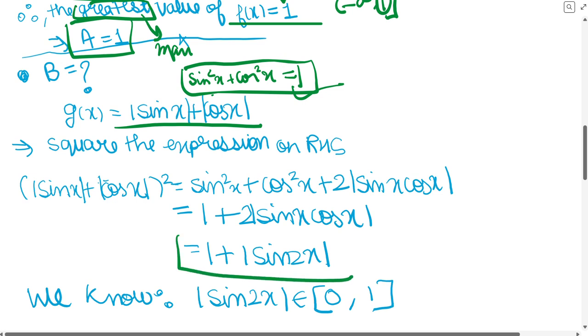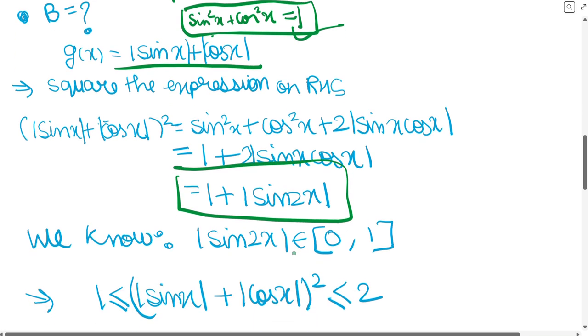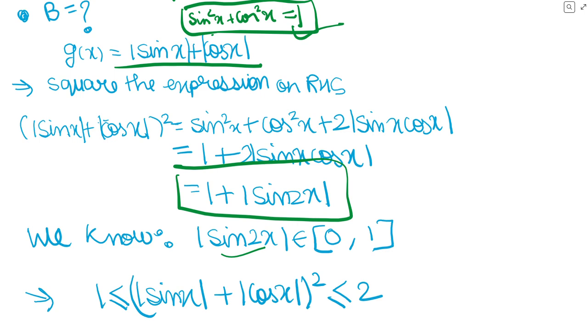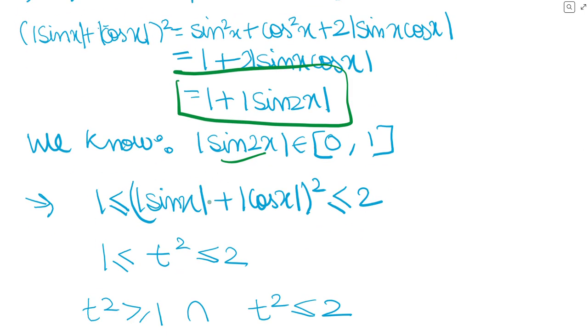it is equal to 1 plus mod sin 2x, right? And now we know that modulus of any sine theta is from 0 to 1, because modulus cannot take negative values. Now I also have to add 1, to make sure that we are dealing with 1 plus mod sin 2x. So we finally find that (mod sin x plus mod cos x) whole square is from 1 to 2, including both of them. For simplicity, let's take this thing as t, right? So t square is from 1 to 2.